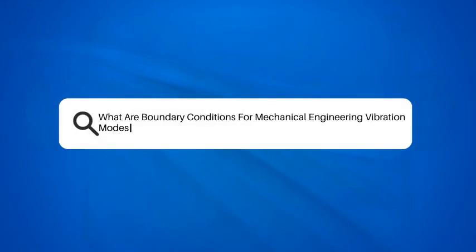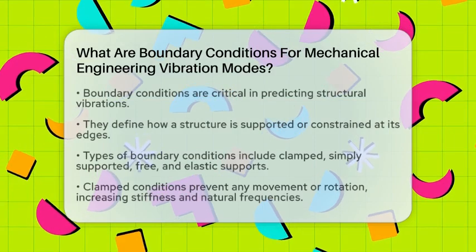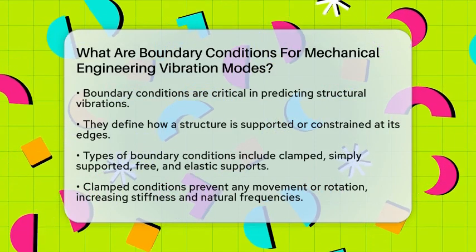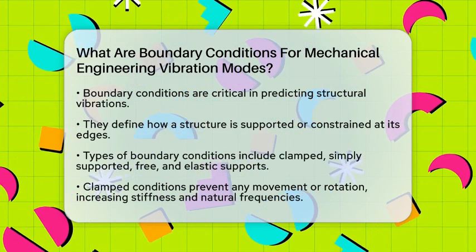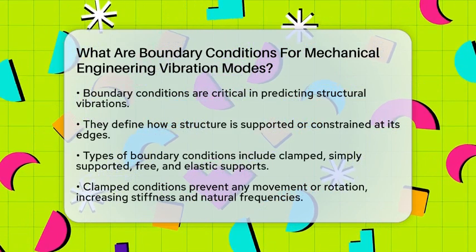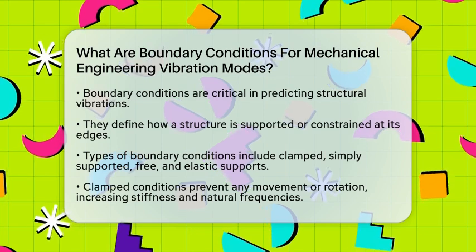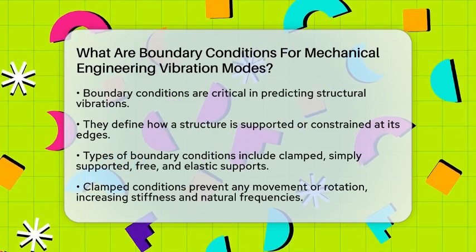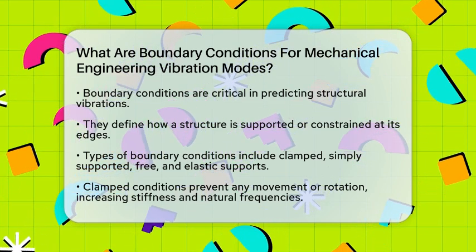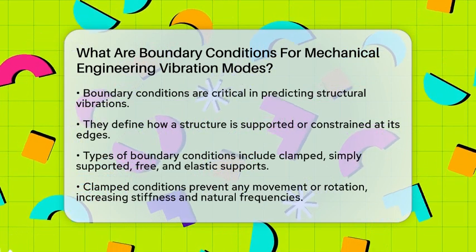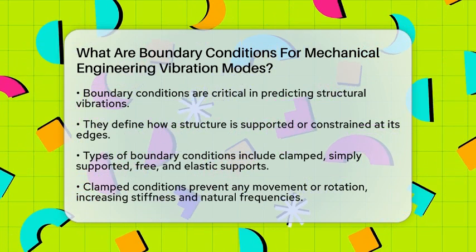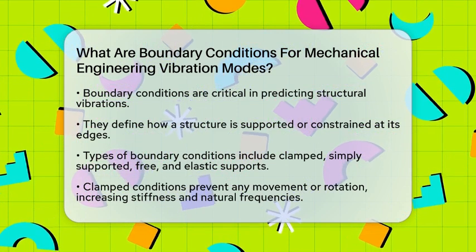What are boundary conditions for mechanical engineering vibration modes? Have you ever wondered how engineers predict how structures will vibrate? One key factor in this process is boundary conditions. These conditions define how a structure is supported or constrained at its edges. They play a major role in determining how a structure can move or deform during vibration.